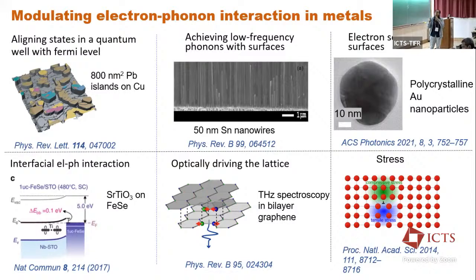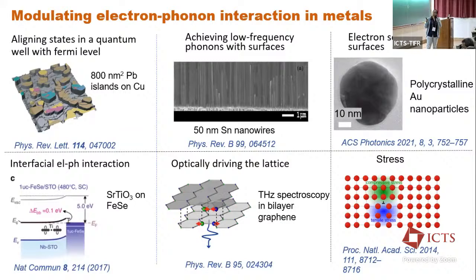One can create quantum wells where the states are perfectly aligned with the Fermi level, which can change the electron-phonon coupling. One can make low frequency phonons by making surfaces, for example, in tin nanowires. The scattering from nanoparticle interfaces can increase the electron-phonon coupling. In an example where SrTiO3 is grown on FeSe, one can show that the Ti-O bonds at FeSe can couple to the electrons in SrTiO3 in certain annealing conditions, and that can also enhance the electron-phonon coupling.